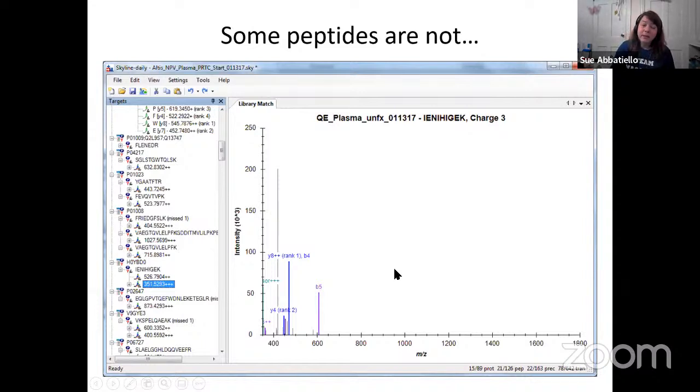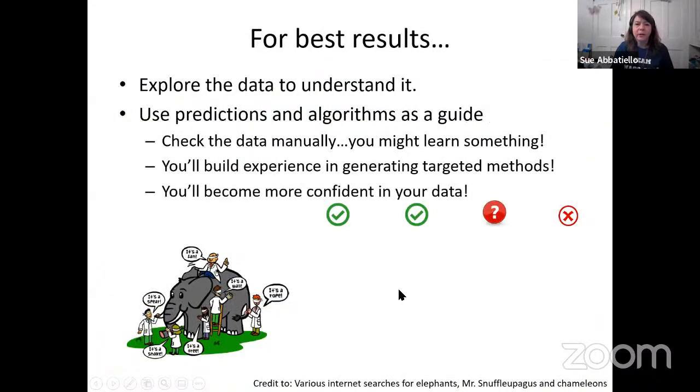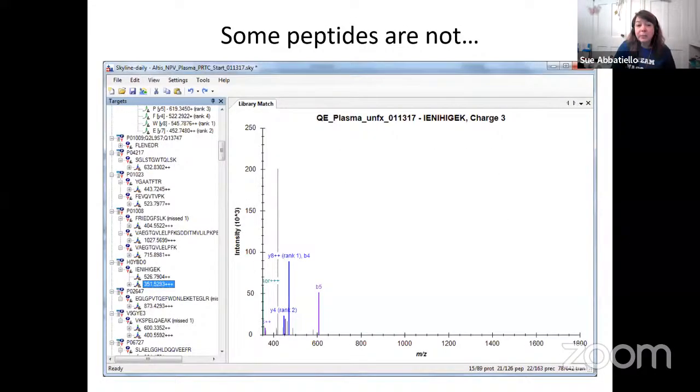But the point is, not all the data you get are perfect, and you might be left scratching your head wondering why this was identified, since it doesn't look that great. But for the best results, you want to explore the data to understand it. Use predictions, algorithms, and literature as your guide, and then also check the data manually.